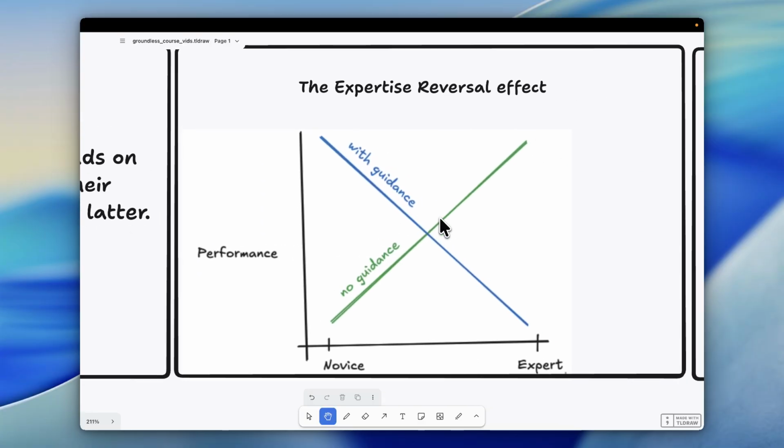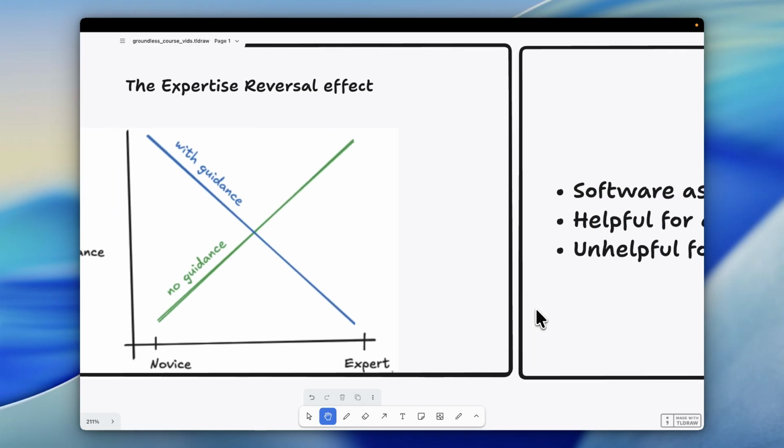Here is a common model used in education, for example, the expertise reversal effect, which describes how a novice fails really badly when it doesn't have guidance, which makes sense, and increases their performance when their guidance is increased, which makes sense. But the weird thing is that the opposite thing happens for experts, where they perform worse with guidance than without.